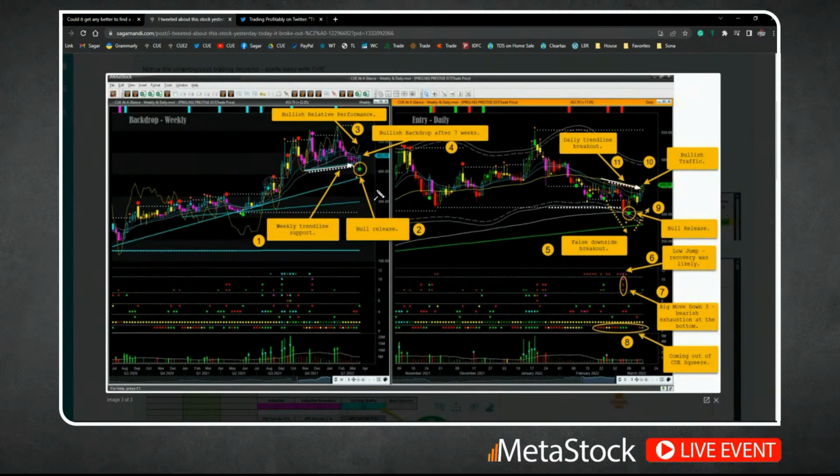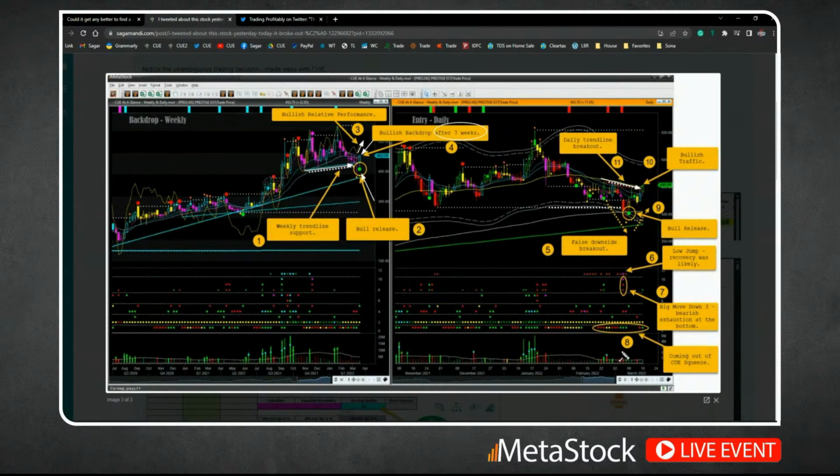That was because it came to weekly trendline support. Those hold very well. Then it displayed a bull release signal. Bulls were taking control. The weekly candle color turned bullish, cyan is bullish, after 7 weeks. And the relative performance relative to the India market in this case was stronger, bullish.